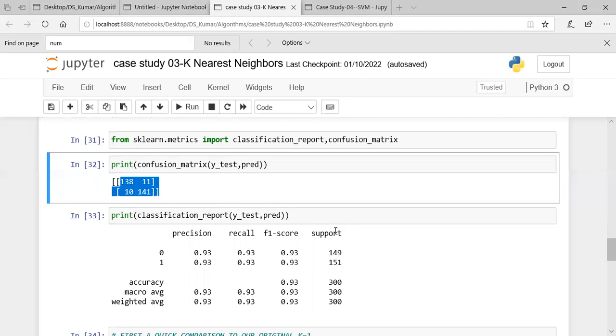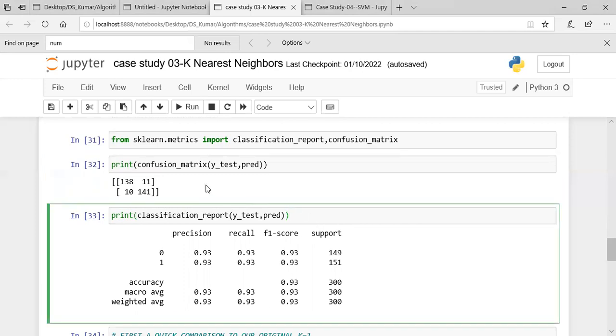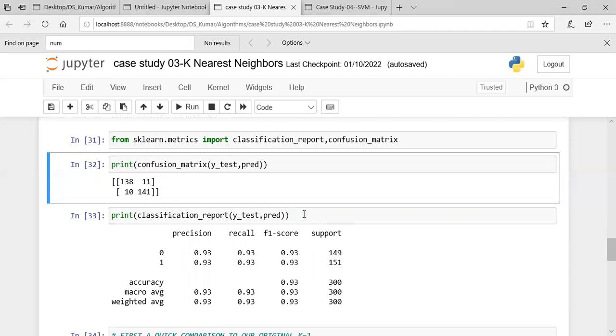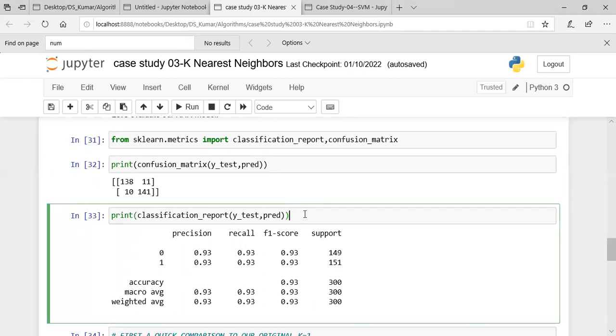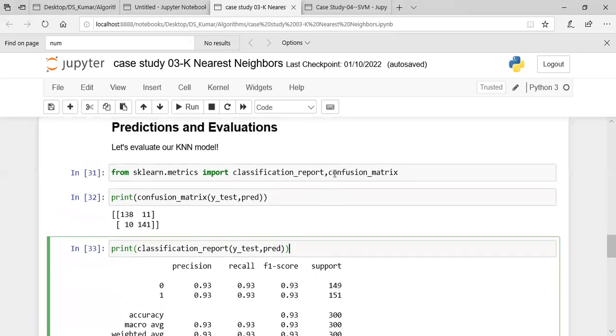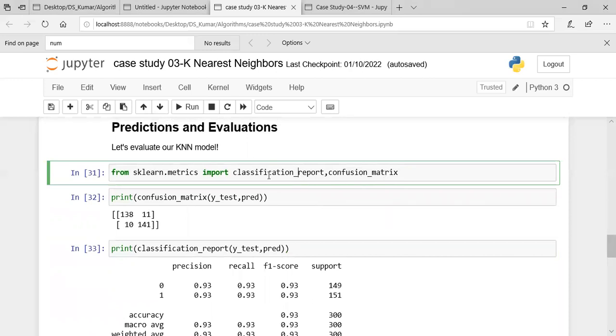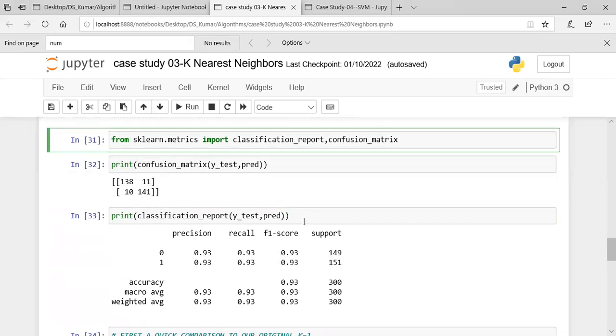Now, by seeing this at the outset, you can tell these values are high. That means our model is really doing well. Of course, it is doing well: 138, 11, 10 and 141. And now, with this, I am not satisfied. You need not compute your precision, recall, support, all these things, friends. There is one more metric we have used along with the confusion matrix: the classification report.